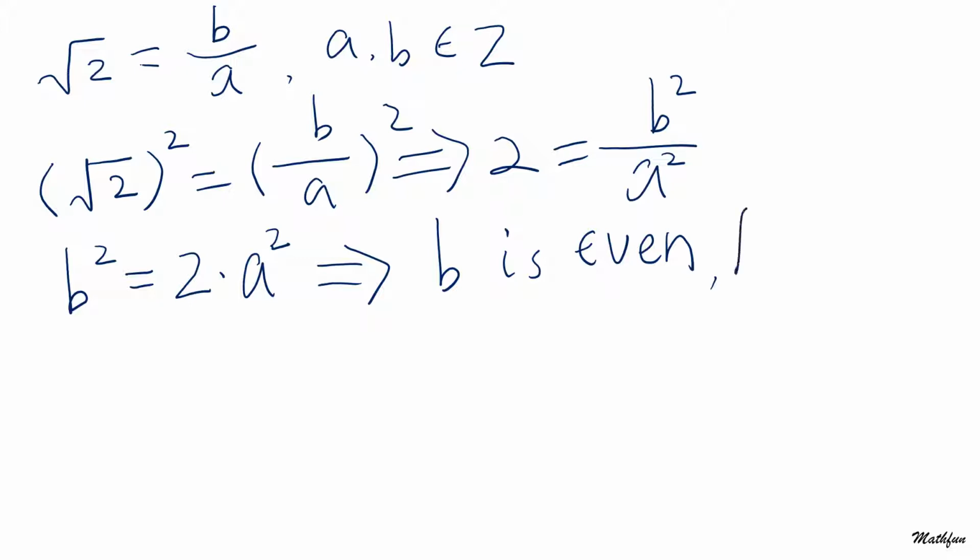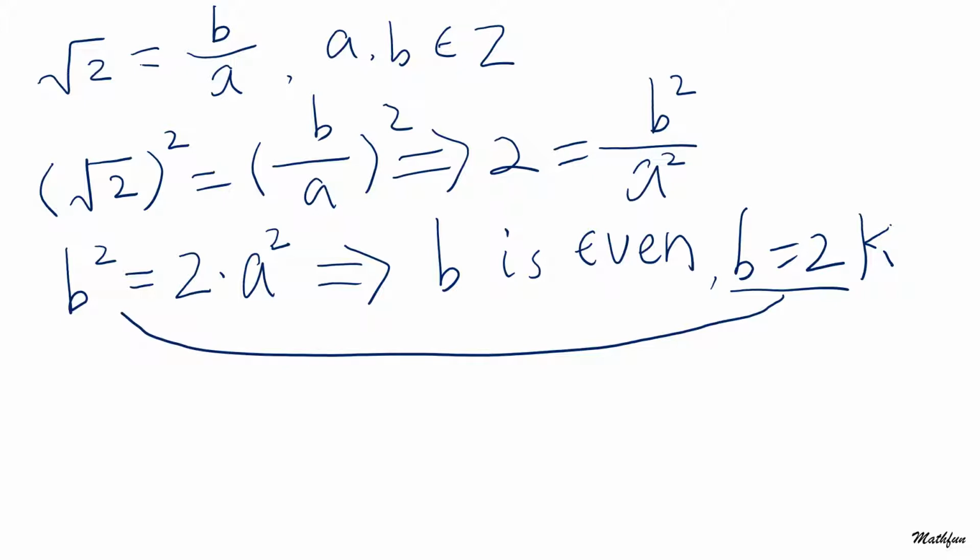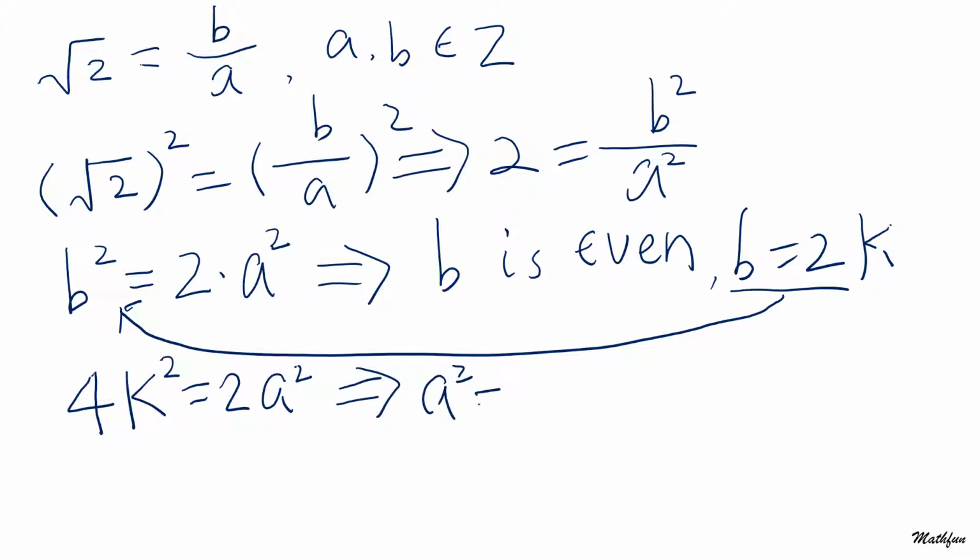So let's let b equal 2k, because it's an even number, so we can write it as 2k, and we plug this equation now into this. So (2k) squared will equal 4k squared. That equals 2a squared. Both sides divided by 2, we get what? We get a squared equals 2k squared. And the story comes back again.